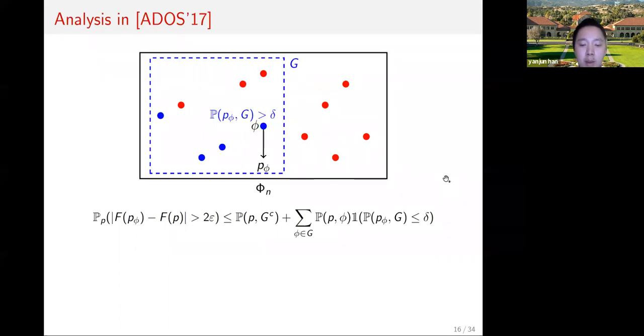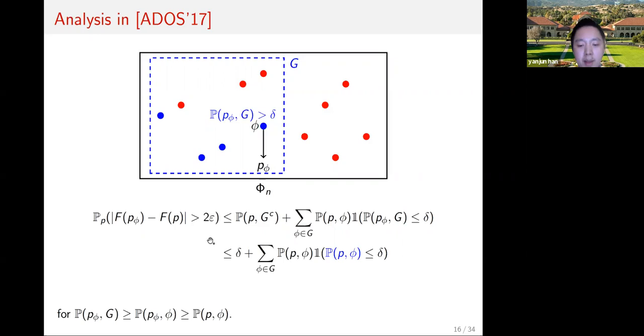Recall the previous fact: the probability of G under P is at least 1 minus delta. So the first term can be upper bounded by delta.